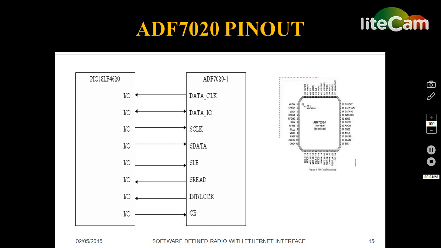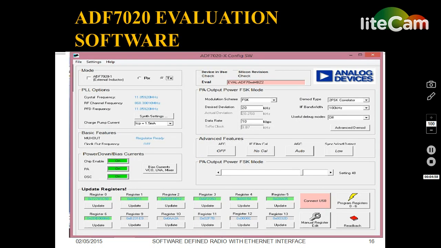Data clock is to synchronize the data in receiver mode and latch the data in transmitter mode. Data IO is the transmit data input or receive data output. A serial clock is used to clock the serial data to the register. S data is the serial data input. SLE is the load enable pin. S read is the serial data output. Interrupt or lock is a bidirectional pin. Chip enable is to power down or power up the ADF7020 module.